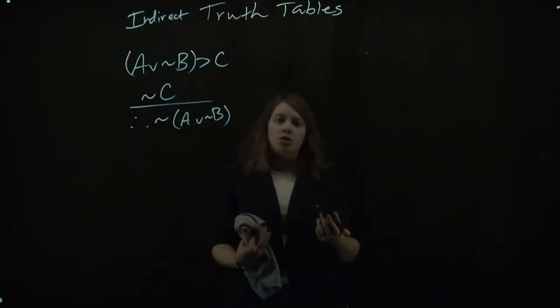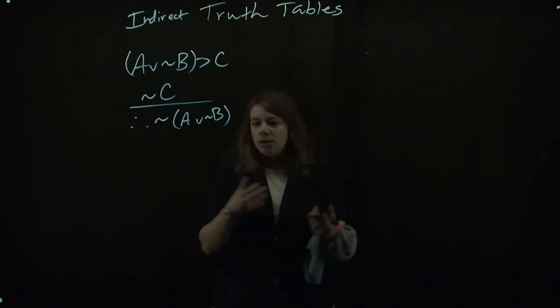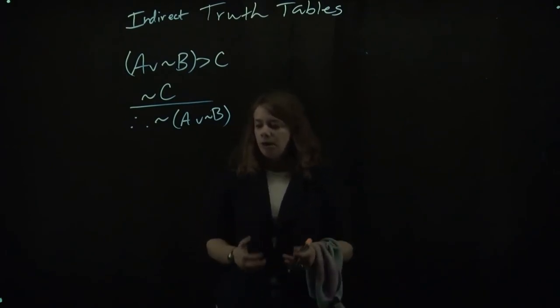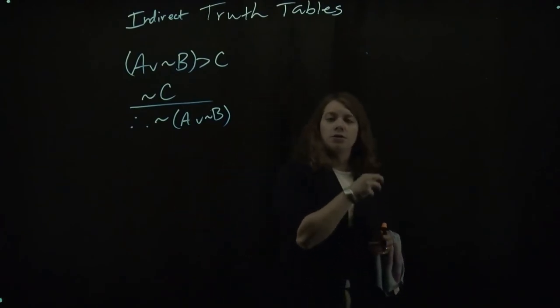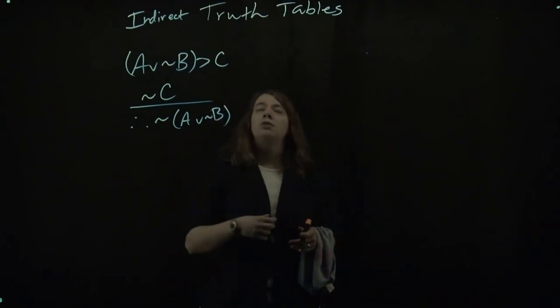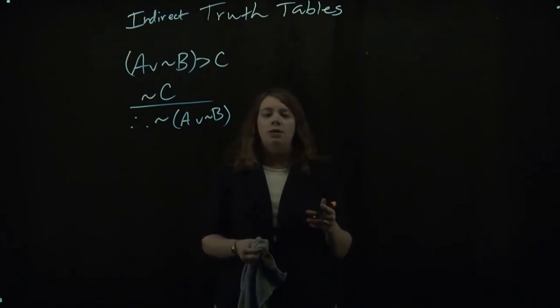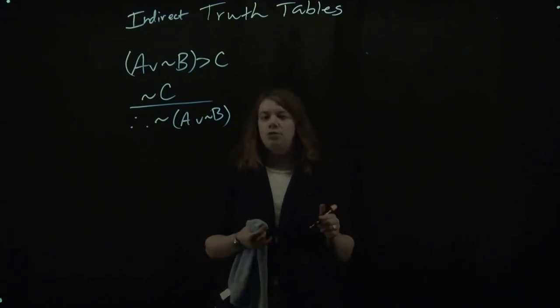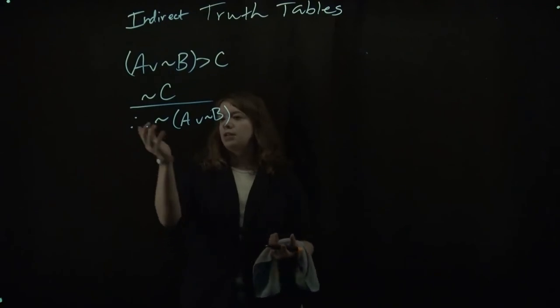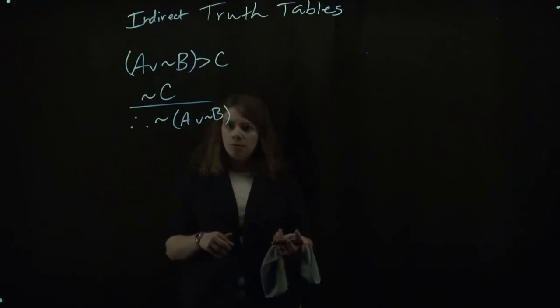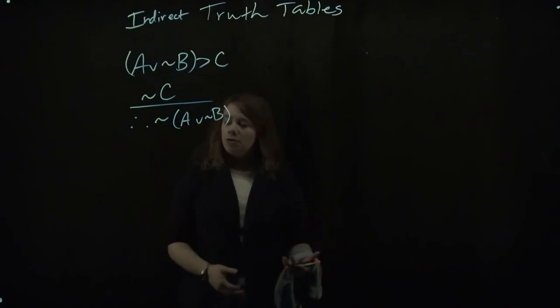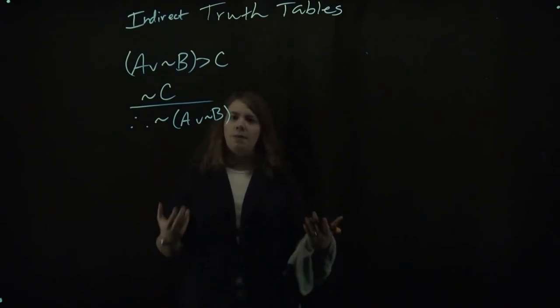So the way that these essentially work is, again, what we're trying to do with all truth tables is look for a case in which all the premises are true and the conclusion is false. So the idea behind indirect truth tables is that we're going to just try to force that to be the case. We're going to say, okay, let's assume that the conclusion is false. Can we make the premises true? And so essentially what we're going to do with indirect truth tables is sort of work backwards.